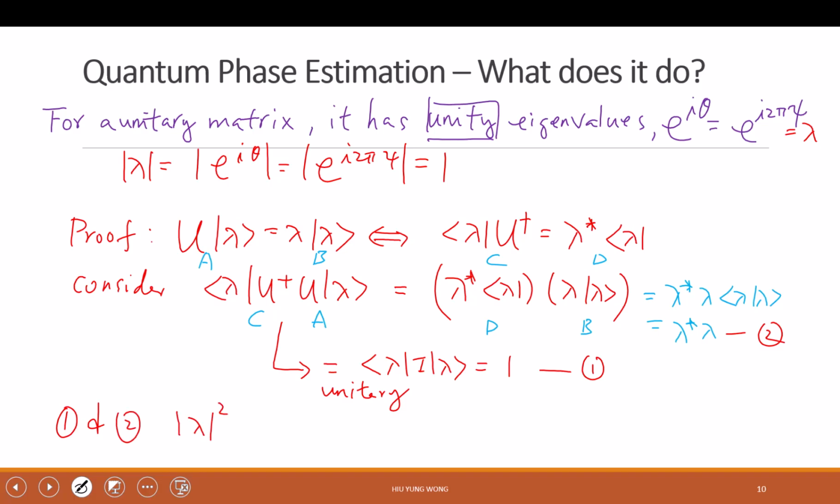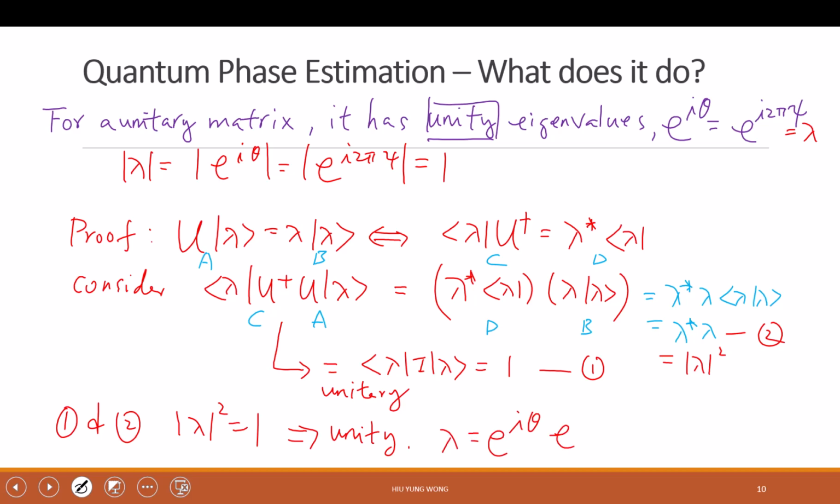Lambda squared equal to 1, right? Because lambda conjugate times lambda is just equal to lambda squared. So it means that its length is equal to 1, so it's unity. Lambda is unity, so lambda must be equal to e to the power i theta.